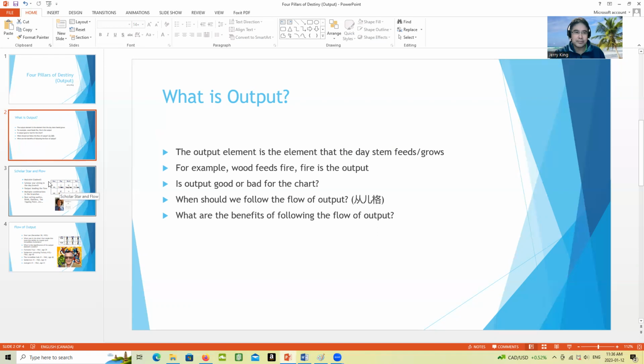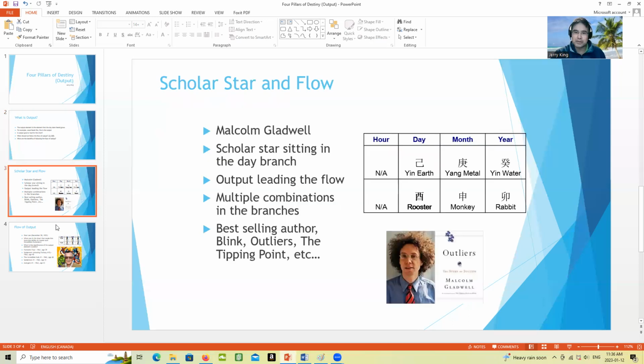Okay. I got a couple examples here to demonstrate what the output can do. So looking at Malcolm Gladwell, I've talked about this many times in the past, but let's just take a look. So we have Earth on the day, right? And then you got your Yang metal and your monkey. So basically, it's got a rooster as well. The rooster is a scholar star. It's his scholar star, but let's not worry about that for this. We just gotta be more concerned.